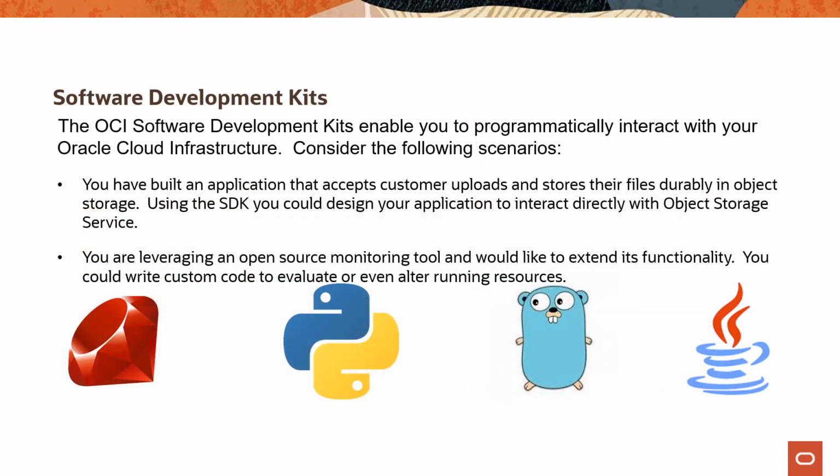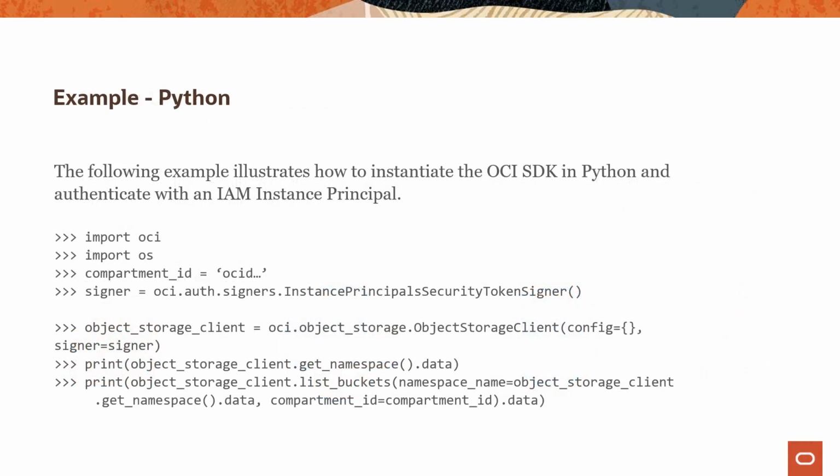Now, these software development kits, as we mentioned, they are an abstraction of the API functionality, currently available in Ruby, Python, Go, and Java. I have a brief example here that we'll take a look at. So this is a Python sample, and essentially what this is going to do is import the OCI SDK, the OS modules for Python, and then we're simply going to create a signer. So we'll authenticate, and we're going to list all of the OCI object storage buckets available in the designated compartment.